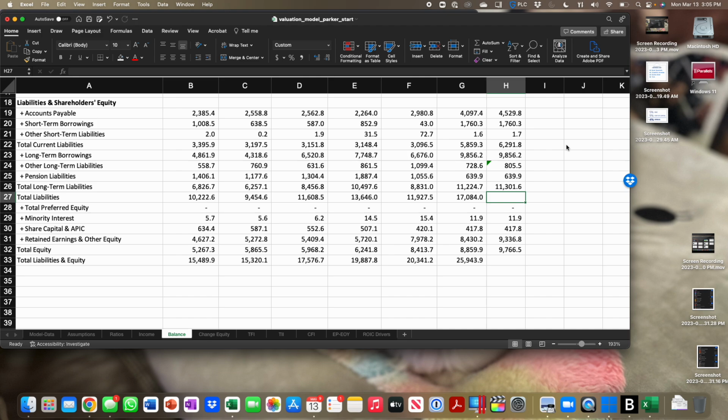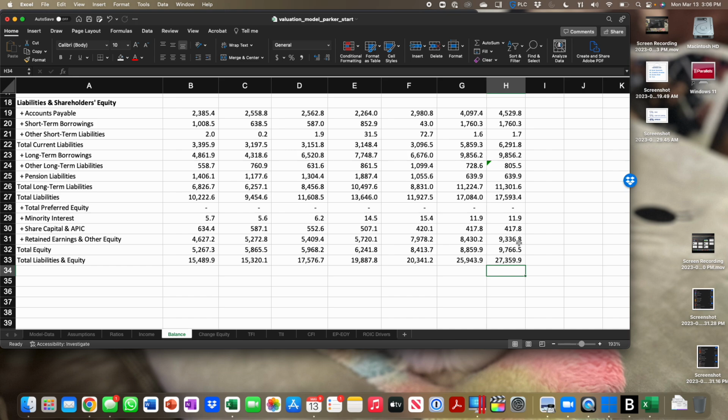$11,301.6. If I take my current liabilities and add that to my long-term liabilities, I get my total liabilities, 17,593.4. And finally, for total liabilities and equity, equals total liabilities, G20 or H27, plus total equity, H32, total liabilities and equity, 27,359.9.